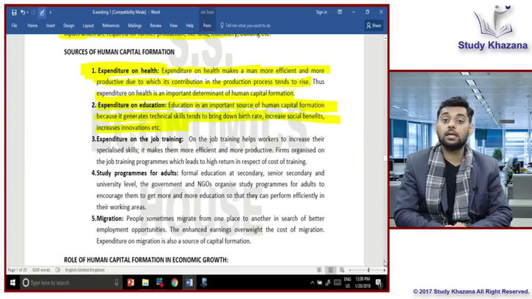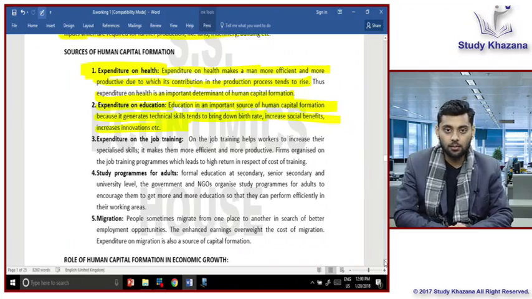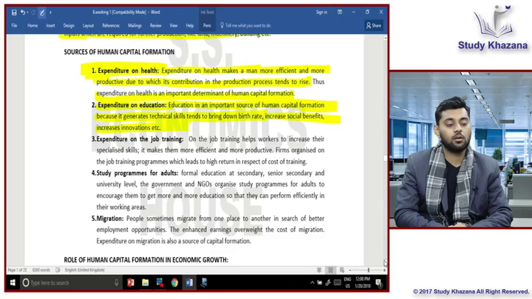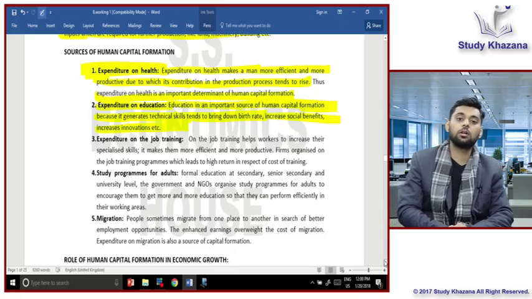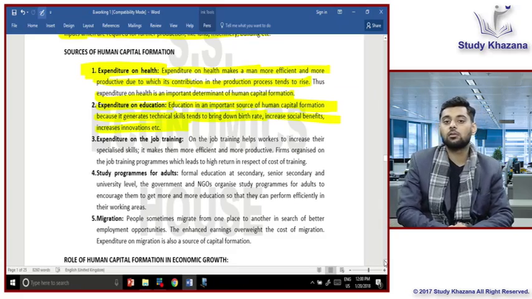On-the-job training is like you're employed, you got the job, you're selected for a job. And before starting up with the job, your company, your employer, is giving you a training session so that there will be fewer chances of errors, fewer chances of mistakes, and more chances of productive and efficient work.